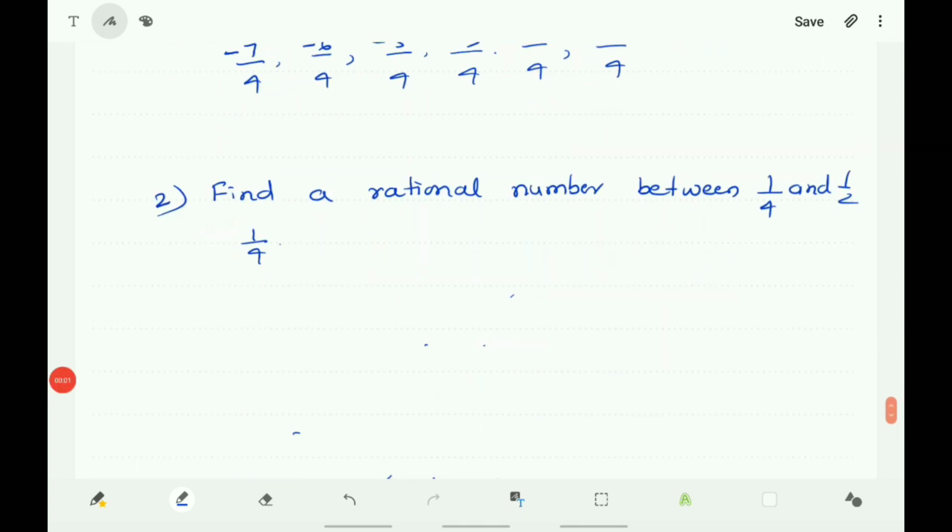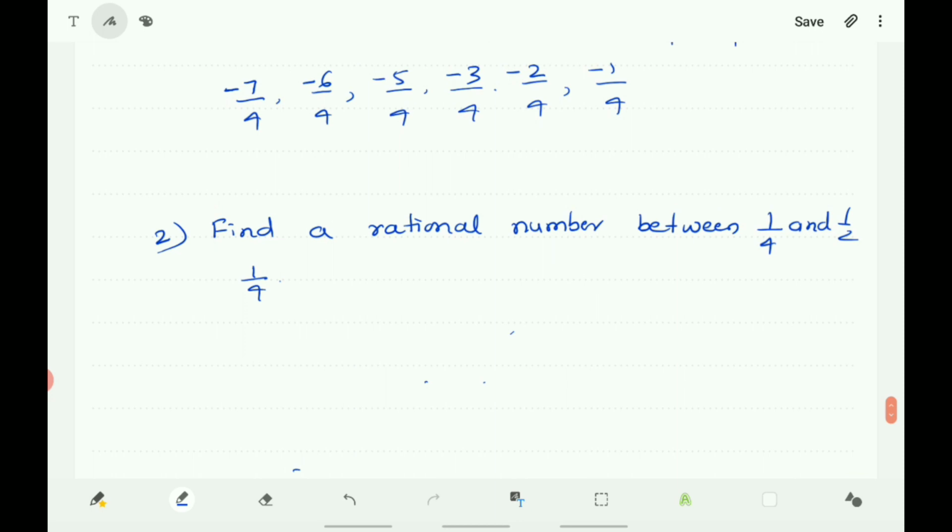The second question is, find a rational number between 1 by 4 and 1 by 2. Find a rational number means only one rational number that you have to find between 1 by 4 and 1 by 2. Now here the given rational numbers are 1 by 4 and 1 by 2. Now you know the LCM. LCM of 2 and 4 is 4.